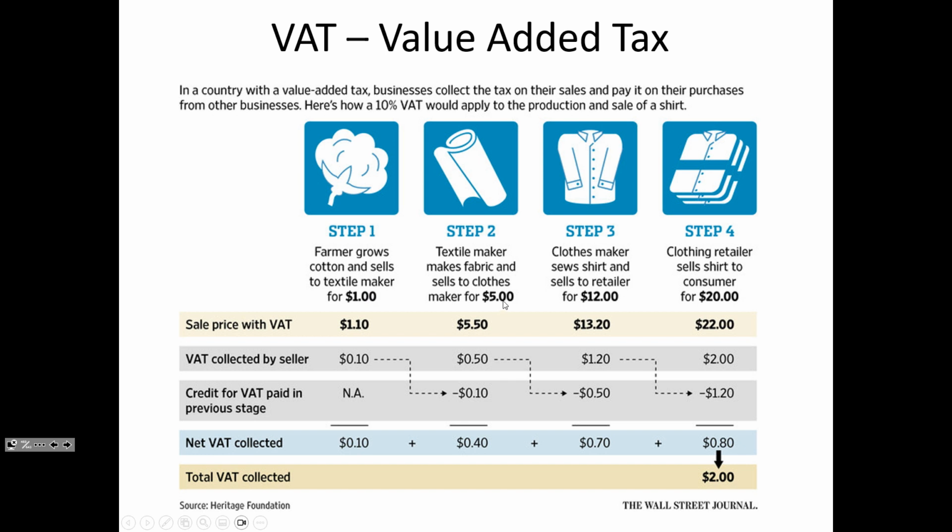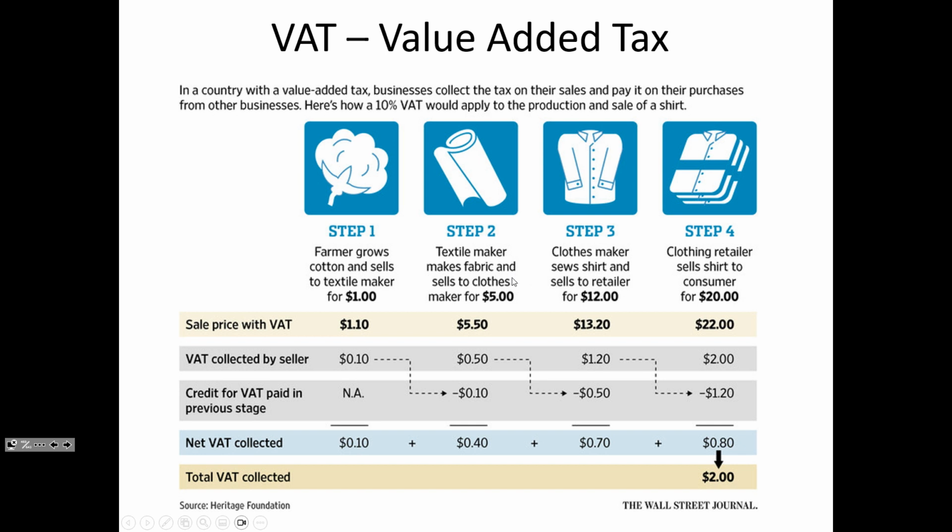So even though they charge 10% of the sales price, they're reimbursing themselves for the other 10 cents that they paid in the first step. So it's only on the value added, the difference between what you sell it for and what you bought it for. So the same thing is true in the case of the clothes maker who bought the fabric for $5 and sells it for $12.